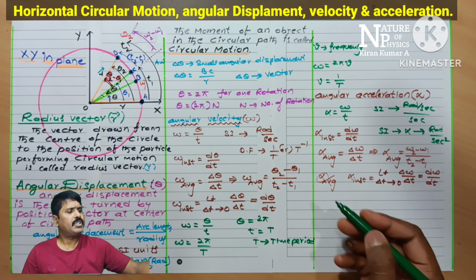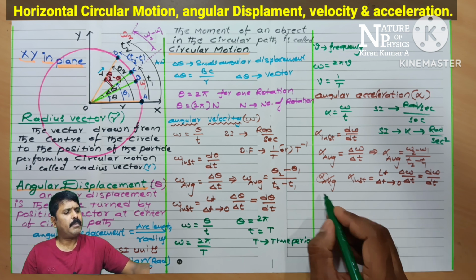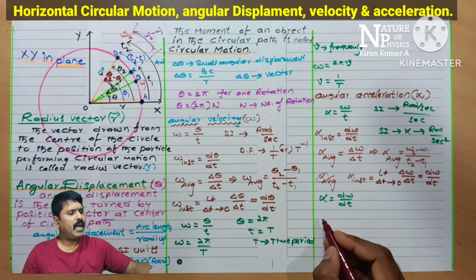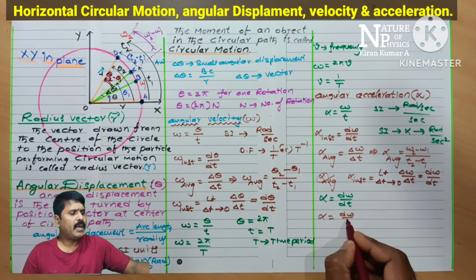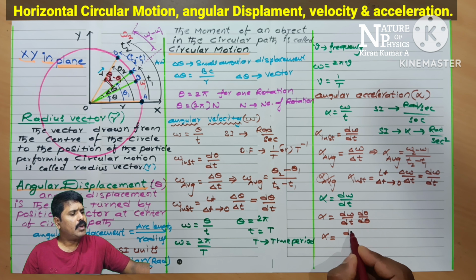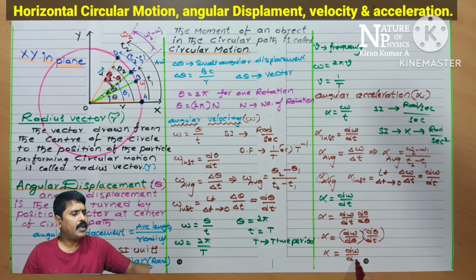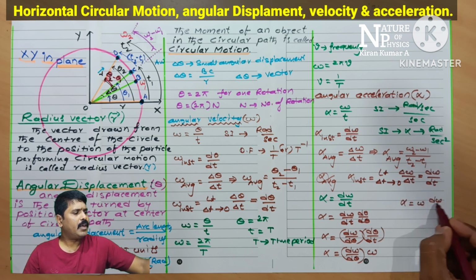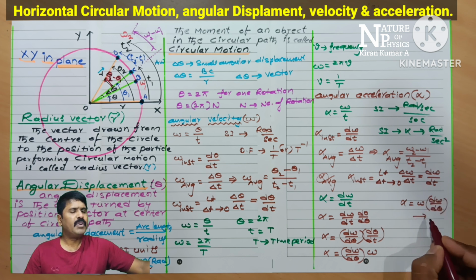Okay, and the next step is the relation between them. First, alpha is equal to d omega by dt, student. Next, multiplying and dividing by d theta, alpha is equal to d omega by d theta, into d theta divided by dt, student. Continuing, alpha is equal to d omega by d theta into omega. The rate of change of angular displacement is called angular velocity, student. So alpha is equal to omega d omega divided by d theta, student. This is the relation between angular acceleration and angular velocity, student.